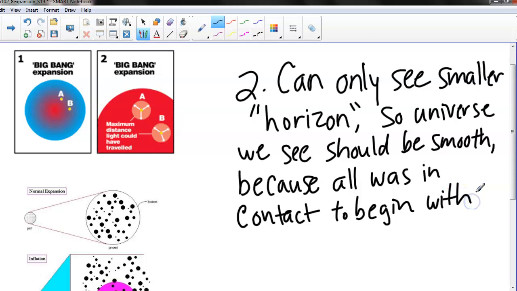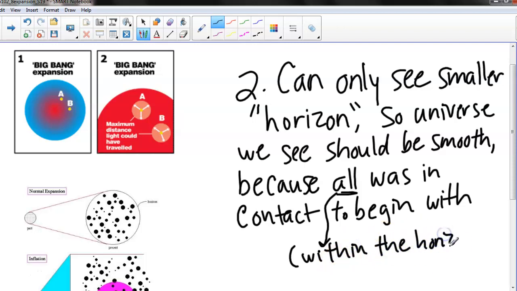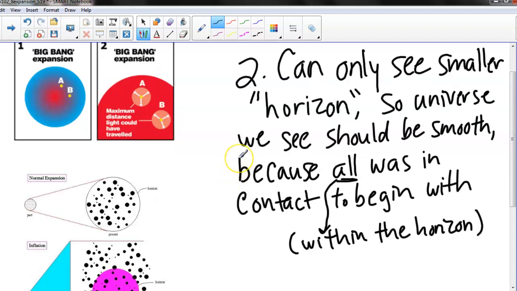Okay, and I should say this all right here. Sorry, I should have added this in. All of that all is everything within the horizon. So everything that we can see, everything where light has had time to travel, is within our horizon. But inflation says there is a universe that exists outside of what we can see, that we are only seeing part of the whole.